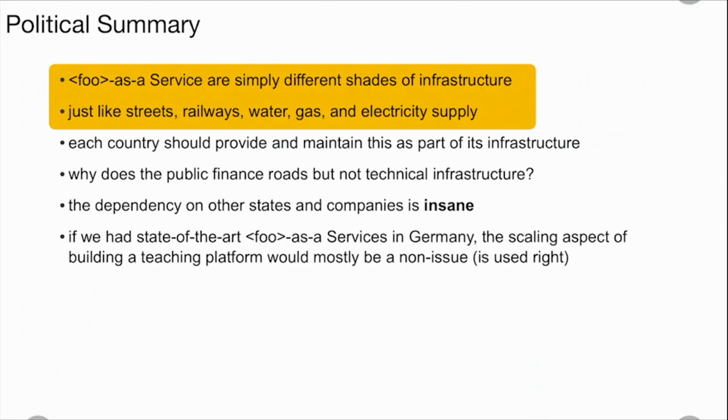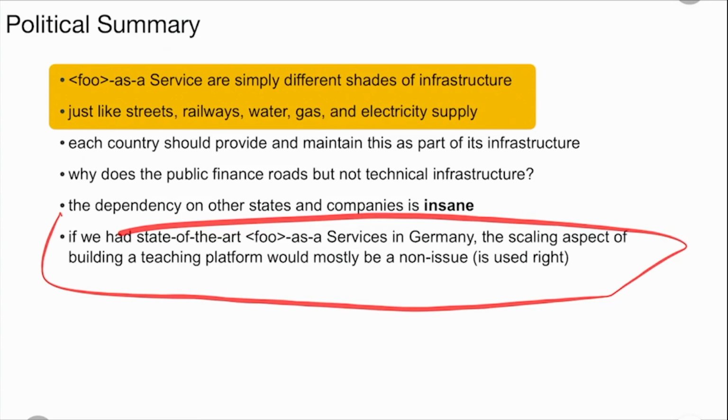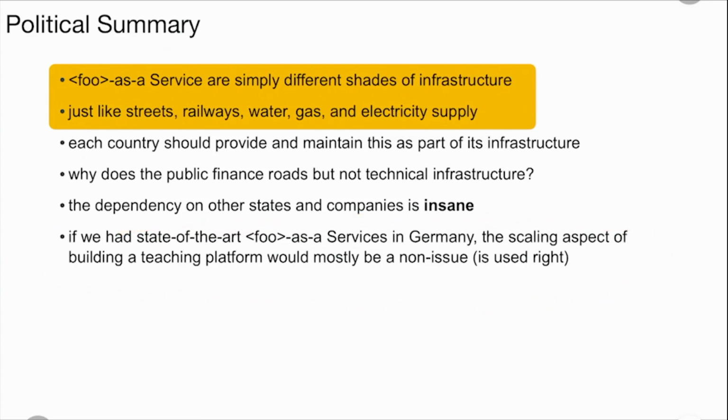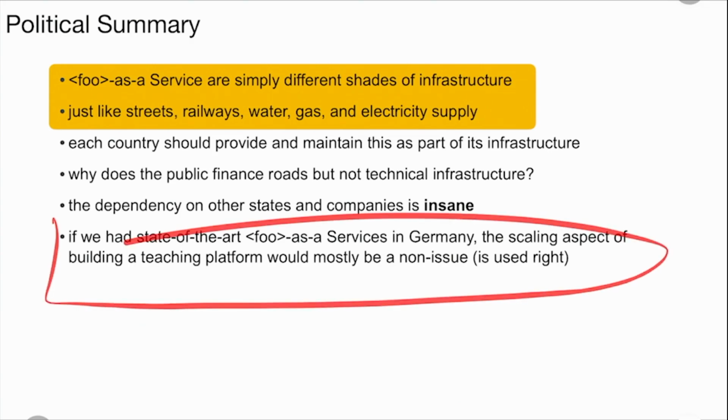That's really weird. And if we had working services like that in Germany, the scaling aspect of building a teaching platform would be mostly a non-issue if you know what you're doing. Many of those problems I showed you initially in this lecture are due to people trying to do it themselves, trying to install the entire stack, keeping a server somewhere in the basement in some cellar. It's really insane. That's not how you should be doing these things these days. Politically, this is something I see as a problem.